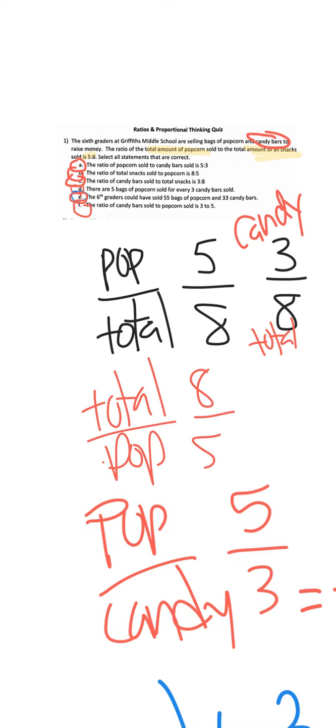Whatever thing it lists first is on top of your ratio, and the second thing it lists is on the bottom. So it says candy bar, so candy bar should be on top, and then popcorn should be on the bottom. That's the last one.